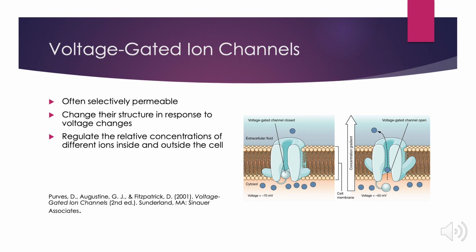They regulate the relative concentrations of different ions inside and outside of the cell. So they receive signals to let them know, hey, there's too much sodium inside the cell or outside the cell. We need to move some through so that we can balance it out, homeostasis.